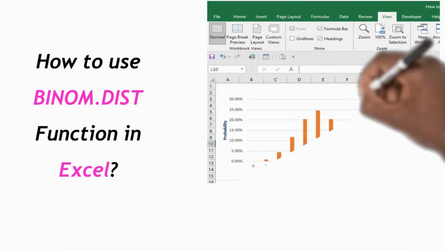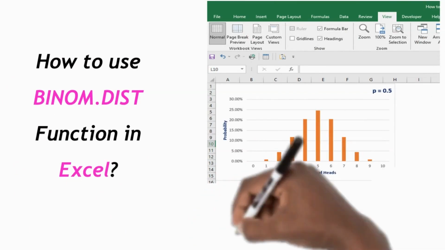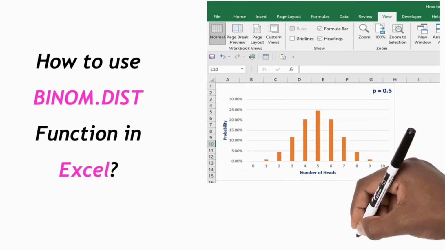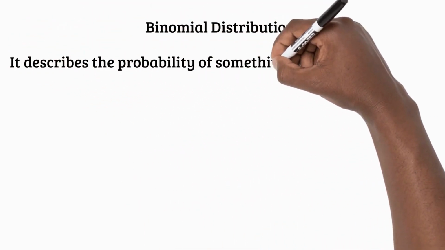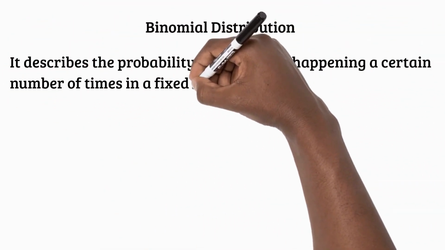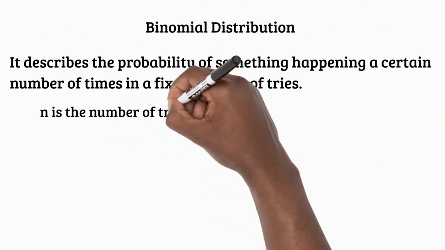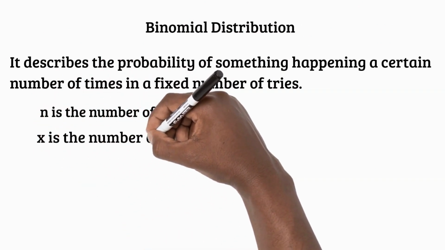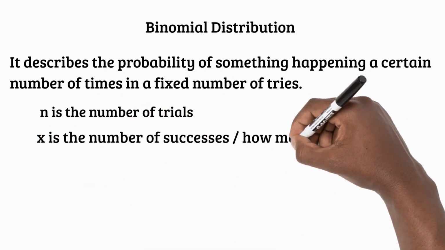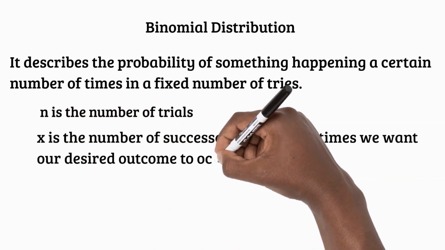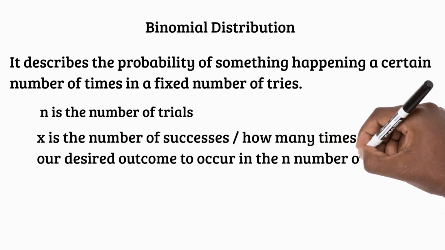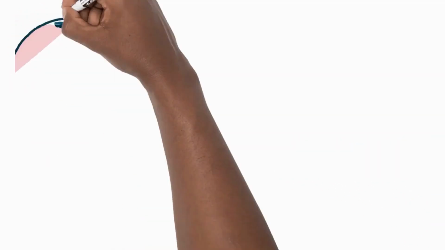Today we are going to delve into the topic of binomial distribution and discuss its Excel function. What is the binomial distribution? As we will see, it describes the probability of something happening a certain number of times in a fixed number of tries, where n is the number of trials and x is the number of successes, or in other words, how many times we want our desired outcome to occur in the n number of trials.